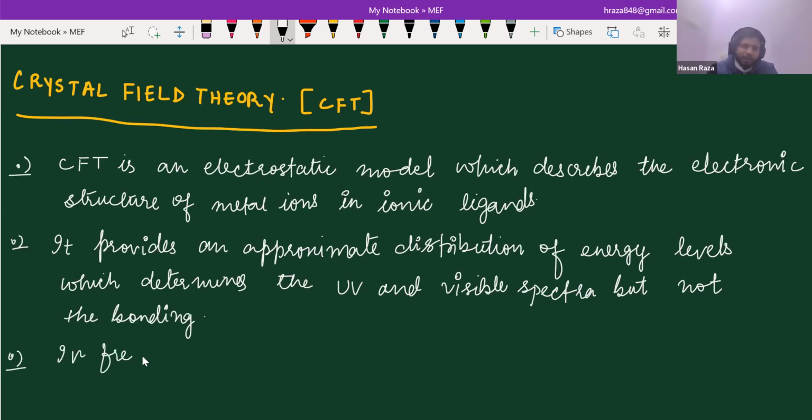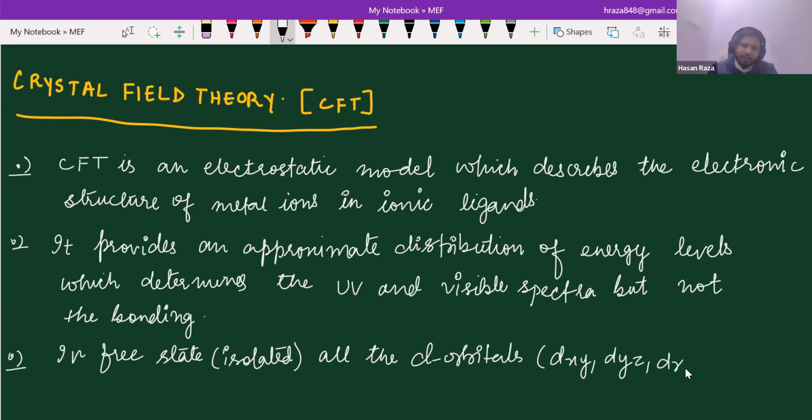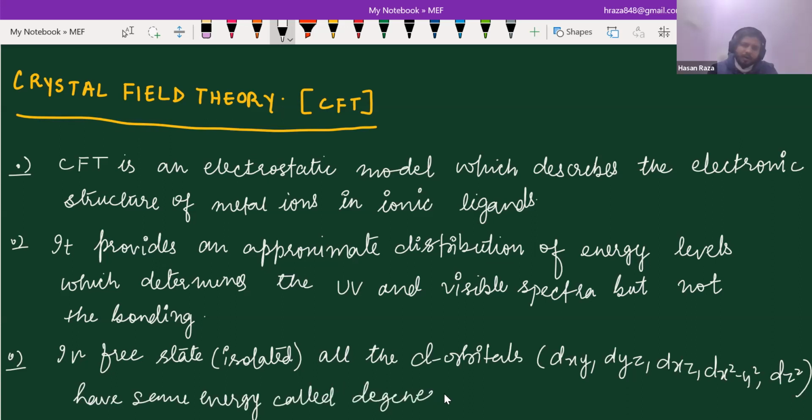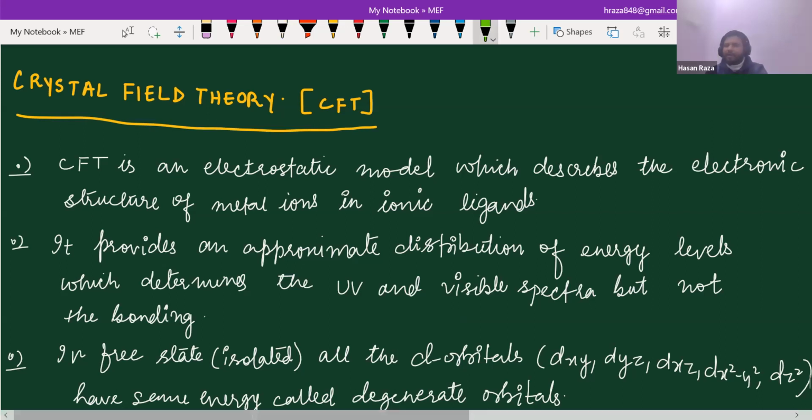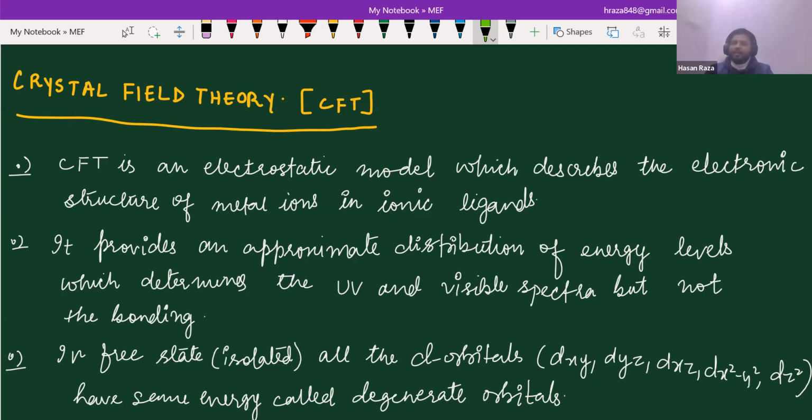In free state, which is very important, or you can say isolated, when it is alone, all the d orbitals, the d subshell has 5 orbitals, that is dxy, dyz, dxz, dx square minus y square, and the fifth one is dz square, have the same energy, called degenerate orbitals. That means when all the orbitals of d have the same energy, they are known as degenerate orbitals, and when d orbitals are in free or isolated state, they will be degenerate. Is that clear? Yes, sir.